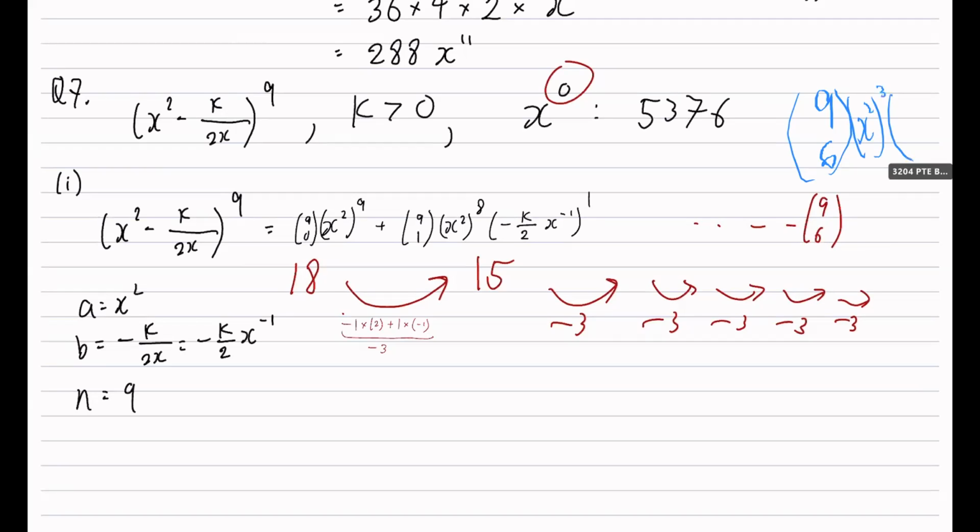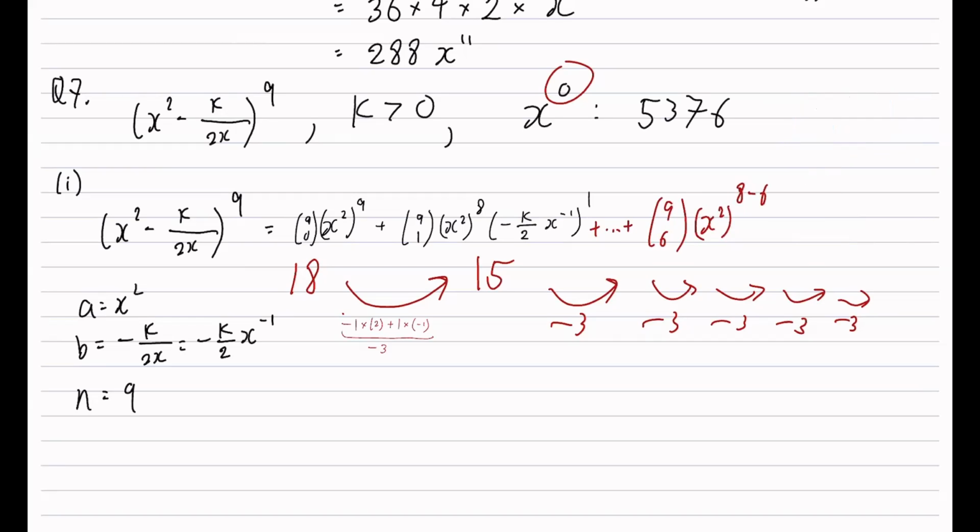Then after that, I'm just gonna save some space. We'll put a dot in the middle. 9 choose 6 times x squared power, what is it? 8 minus 6. Is it 3 or is it power 2? Oh, sorry, not 8. Should be 9. Then it's 3. You're correct. I'm wrong. Okay, you are correct.